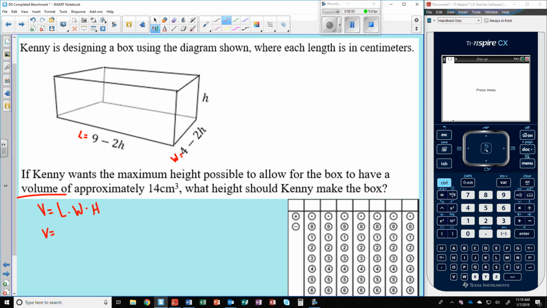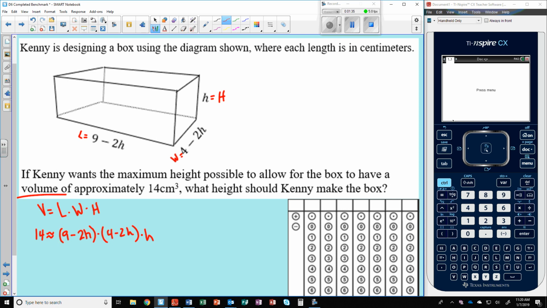So volume would equal 9 minus 2h, and I'm using capital letters there, but this is a lowercase, times the width, which is 4 minus 2h, times my height, which is simply h. So I'm going to exchange it to the lowercase so we can see what we're doing there. That's my equation. Now, we want the volume to be approximately 14 centimeters. Approximately is usually represented by a squiggly equal sign, so that means it can just be rounded.